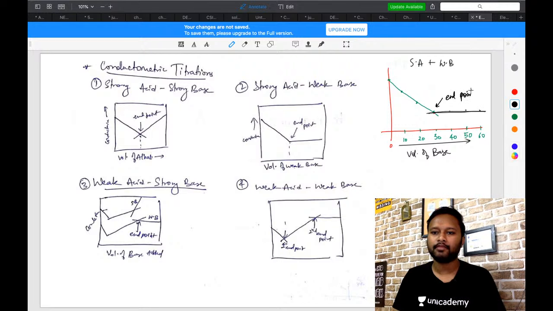Now it's pretty simple, right? If you take a weak acid and a strong base, this is the curve which you will get, this particular one, the one given above.